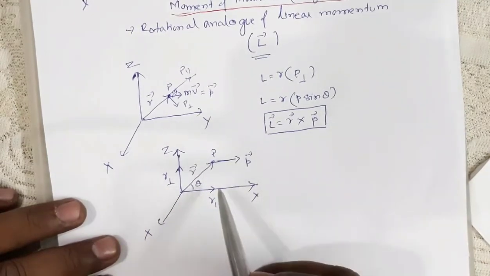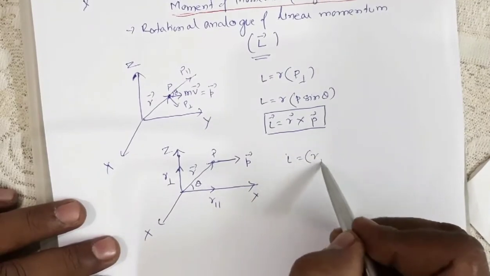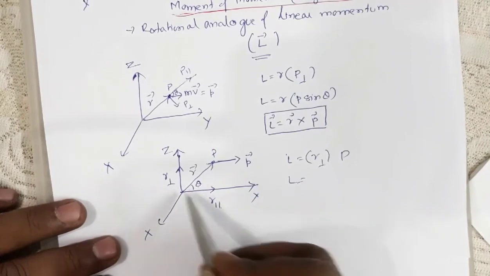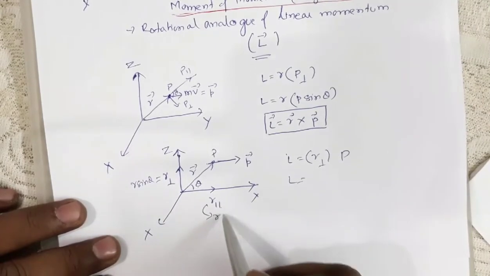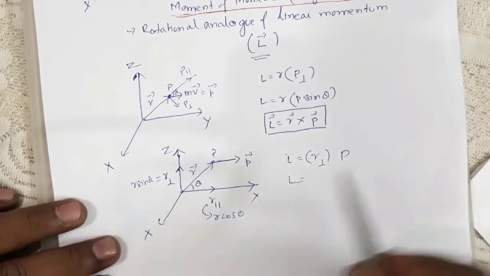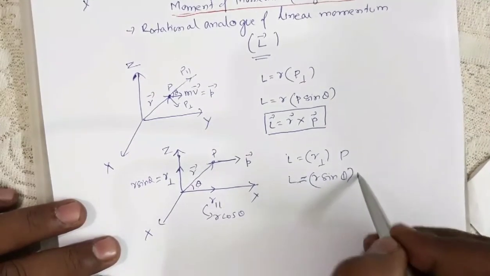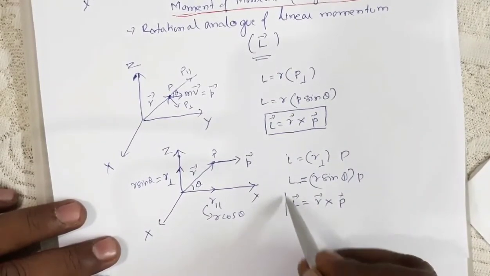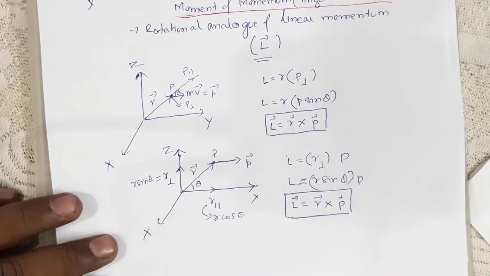So now for this case, I will take the perpendicular component to P. So L is equal to R perpendicular into P. So L is equal to, if this is R, this is theta, this will be R cos theta, and this will be R sin theta. This is R cos theta. So I need to take this component. So that is L equal to R sin theta into P. So L is equal to R cross P. Okay, so this is the mathematical form for angular momentum due to a single particle.